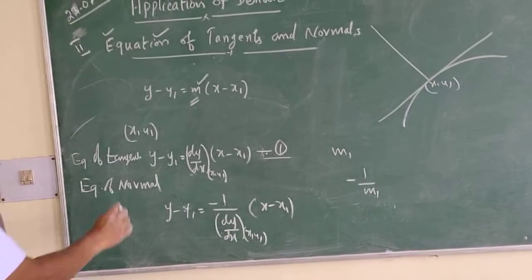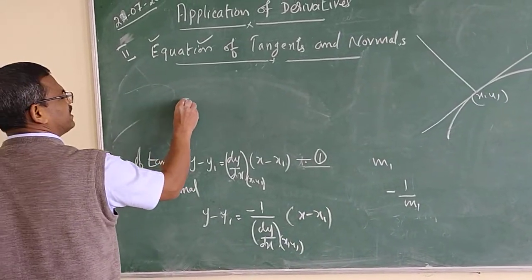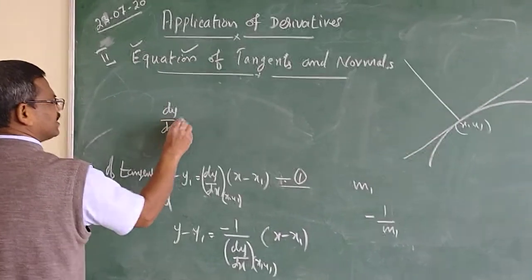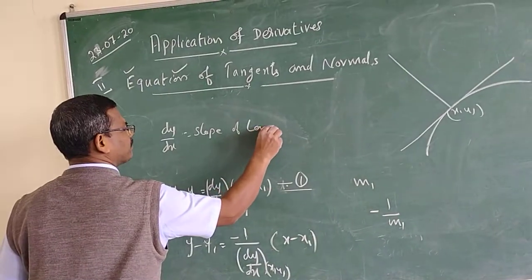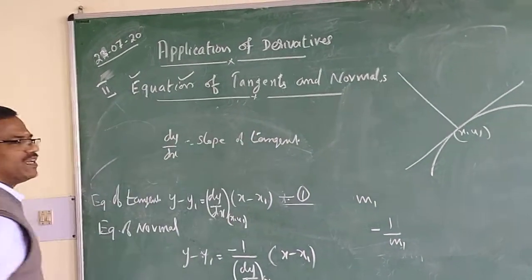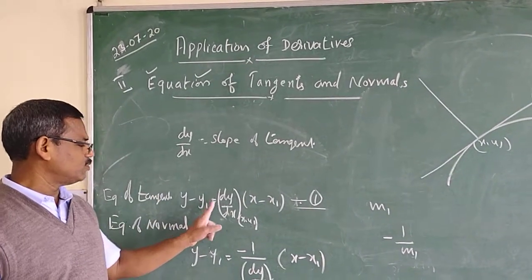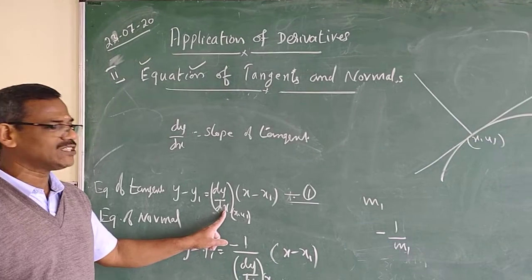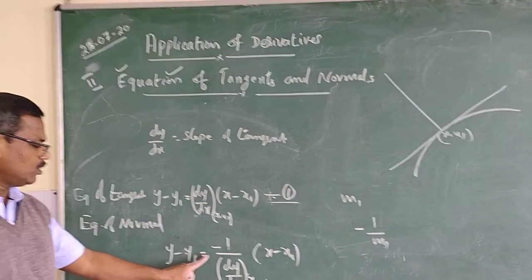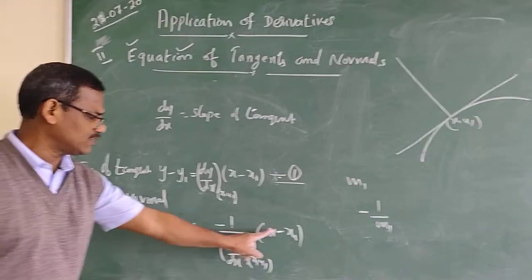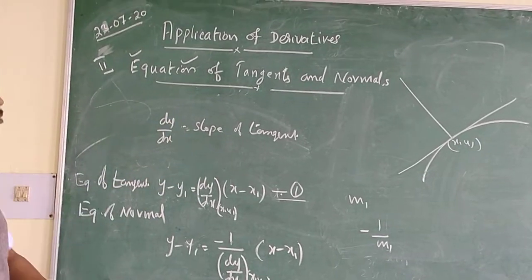These are the major things you have to remember. What I explained till now is that dy by dx is the slope of the tangent. This is the major application. So the equation of the tangent is y minus y1 equal to dy by dx, that is the slope, into x minus x1. The equation of the normal is y minus y1 is equal to minus 1 by dy by dx into x minus x1. These are the major things you have to remember.